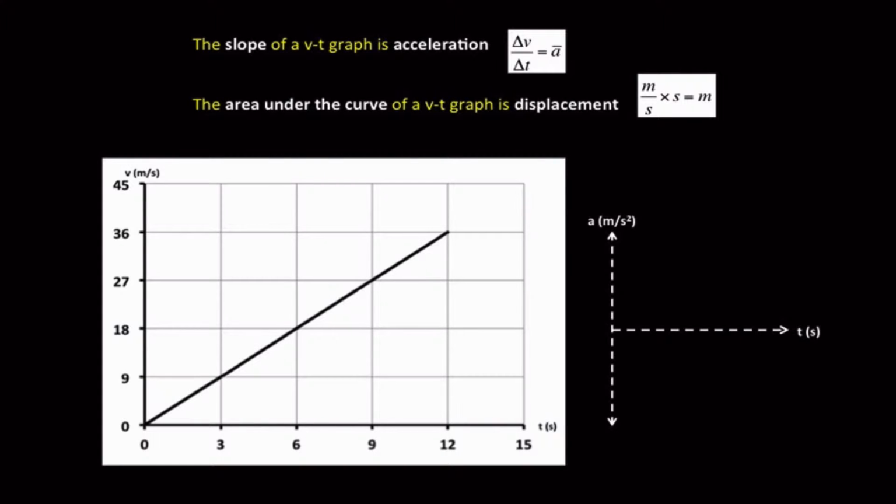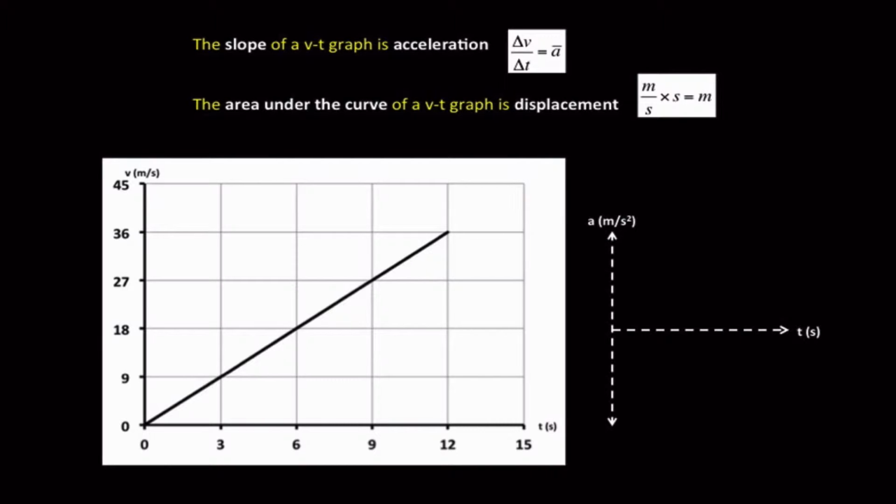We're going to go over a couple of examples of how to use a velocity time graph to find acceleration and to make the corresponding acceleration time graph, and how to use a velocity time graph to find displacement. So in general, just as a little review, remember that the slope of a velocity time graph is acceleration. The slope of any line is rise over run. It's the change in the vertical axis variable divided by the change in the horizontal axis variable.